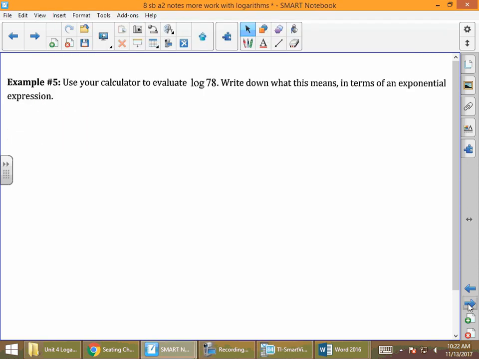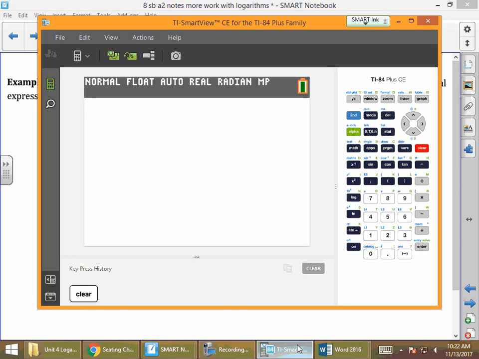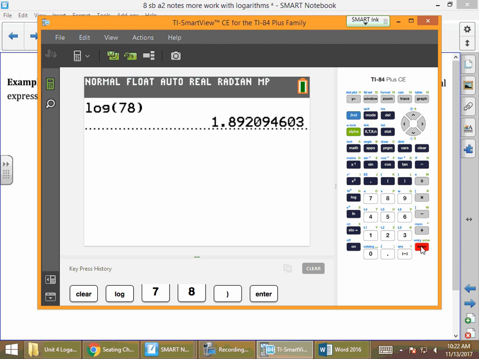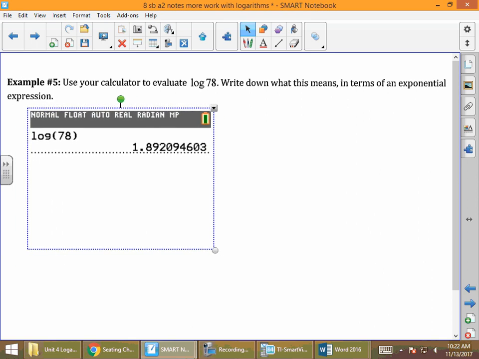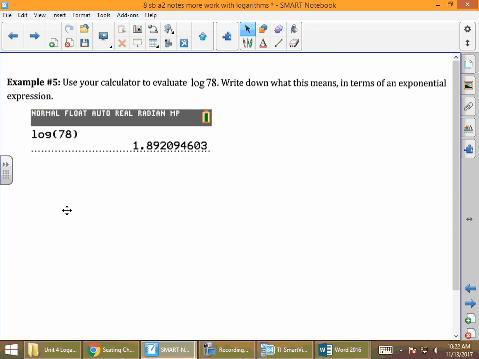If we take a look at this, I'm kind of going out of order. It says use your calculator to evaluate log of 78. Write down what this means in terms of exponential expression. Well, let's do log of 78. So 4th from the bottom button again, 78. Close the parentheses and press enter. Gives us this big long decimal. But here's what it means.